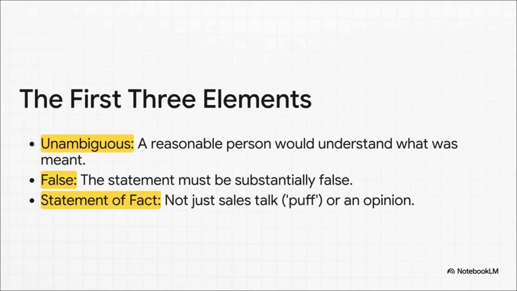So first things first. Unambiguous just means the statement has to be clear enough for a reasonable person to understand it. False means it has to be incorrect in a meaningful way, and crucially, it must be a statement of fact. Now, this last one is a classic exam trap, so let's take a closer look.